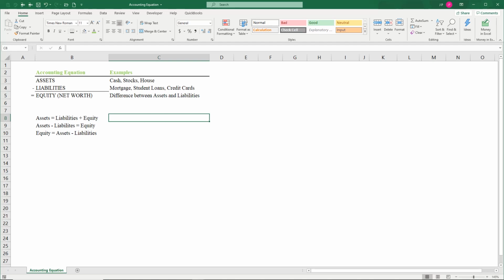You have your assets. Examples of that is your cash, stocks, a house, all your furniture in the house, your cars or trucks.